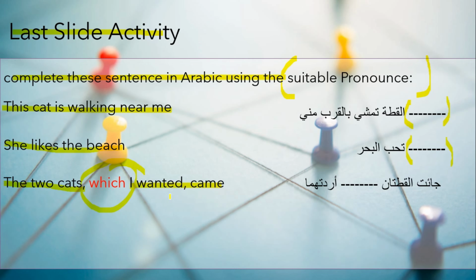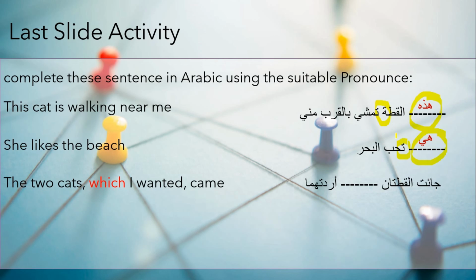So out of what you are seeing, I need you to understand whether it is masculine or feminine. How to know, how to understand? So now I'll answer that. For the first sentence, هذه القطة تمشي بالقرب مني. This cat is walking near me. هي تحب البحر. How did I know? I know that she's a female because of the verb. The verb starts with the letter ta.